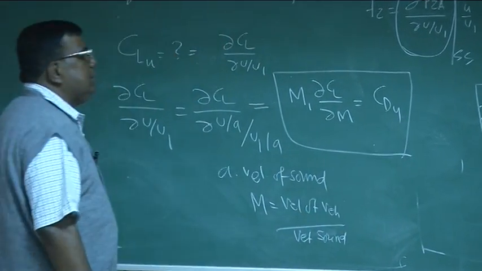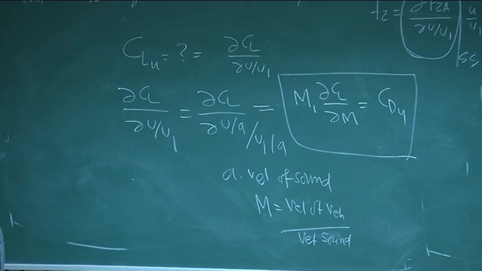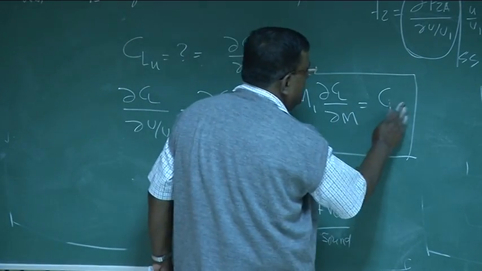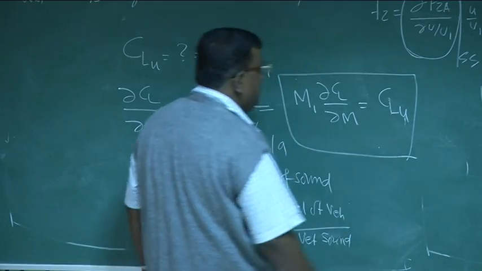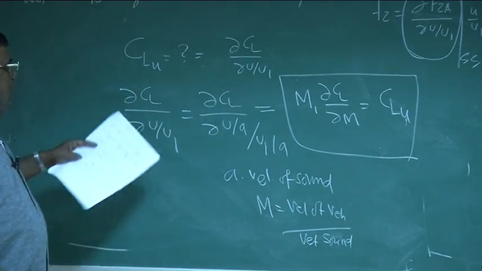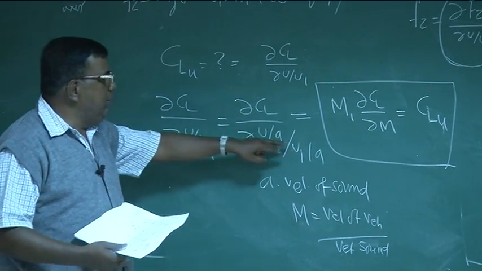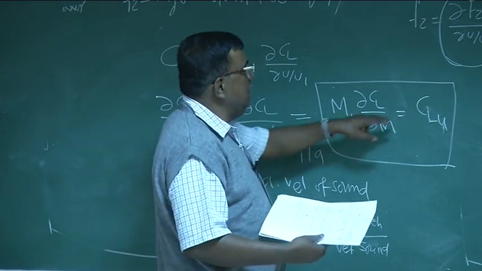Equivalently, I can see this through this expression. It's not CDU, sorry, this is CLU. I can divide by a, so I get m1 dCl by dm is CLU.